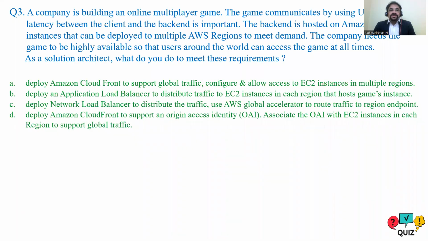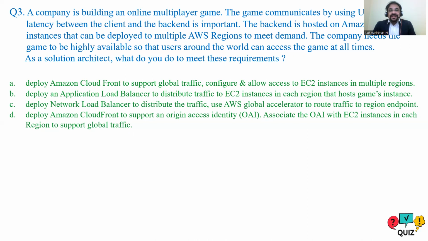Okay, here is the third question. A company is building an online multiplayer game. The game communicates by using UDP, and low latency between the client and the backend is important. The backend is hosted on Amazon EC2 instances that can be deployed to multiple AWS regions to meet the demand.